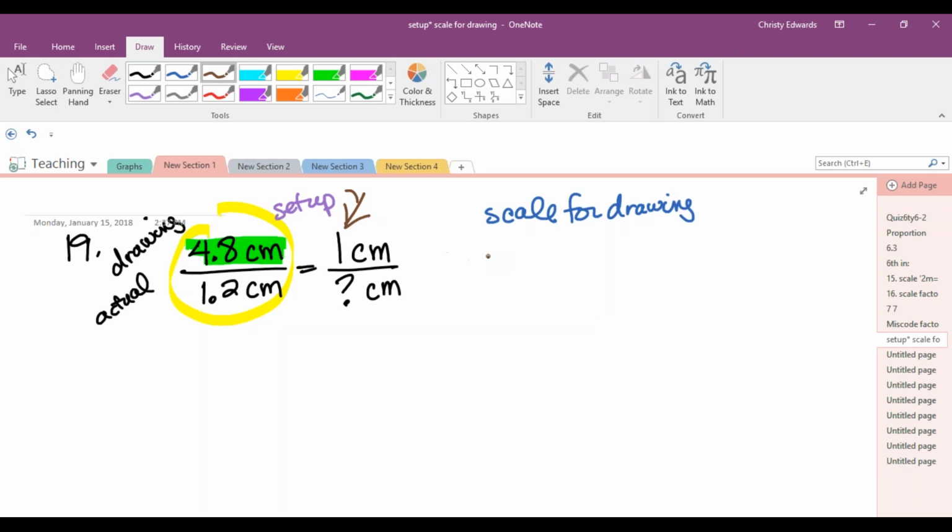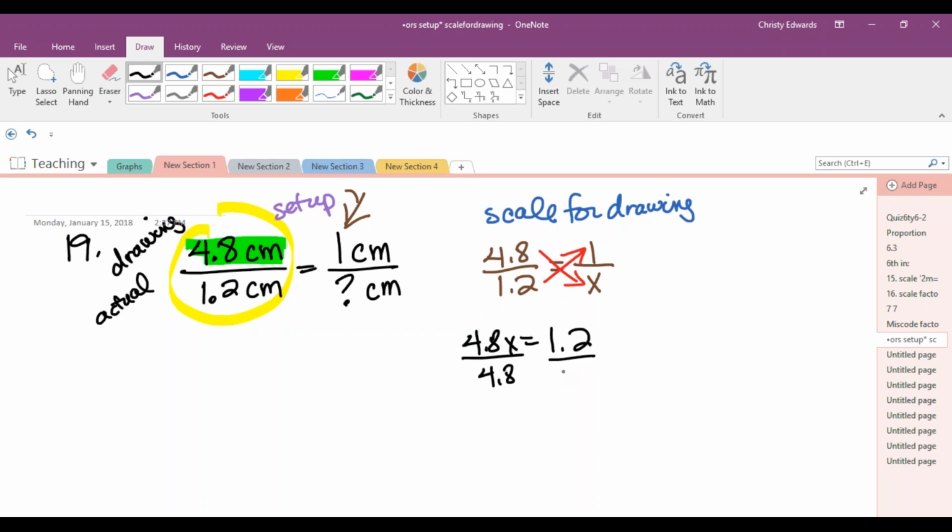But if I set this problem up for you, 4.8 over 1.2 equals 1 over x, could you solve it? What are you going to do? Yeah, cross multiply. 4.8x equals 1.2 times 1, right? Divide both sides by 4.8.